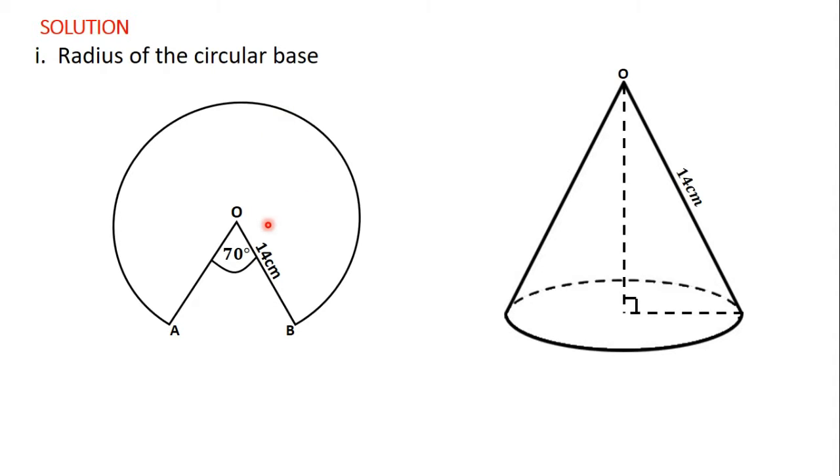In the previous video, we learned that if a sector is folded into a cone, then the slant height of the cone is the same as the radius of the sector. So here the slant height of this cone will be 14 centimeters, which was the radius of the sector. In the same way, the circumference of the circular base of this cone will be the same as the length of the major arc AB. We learned this from the previous video.